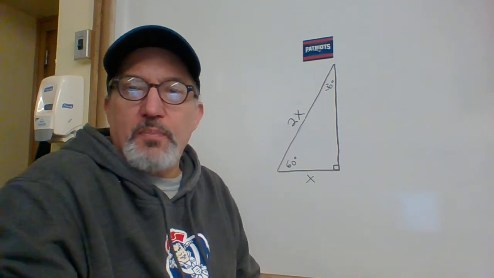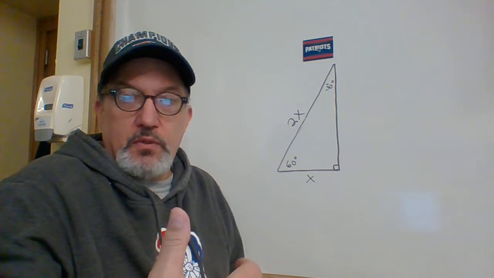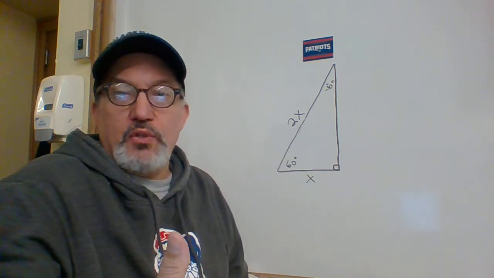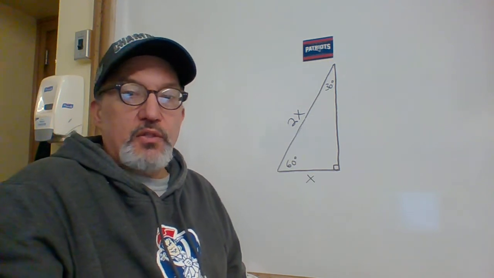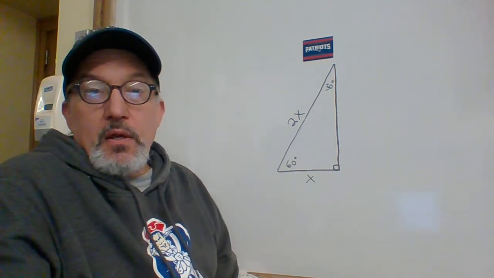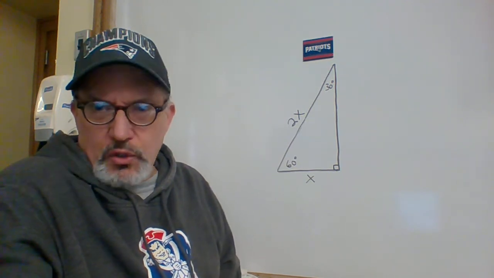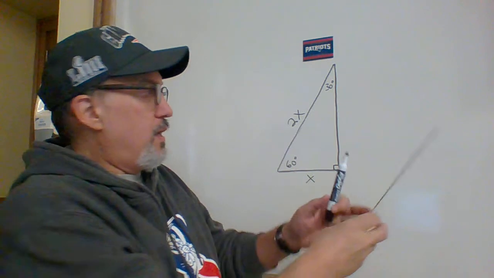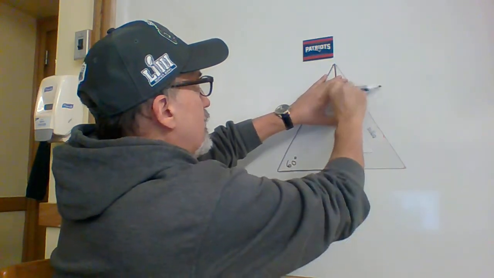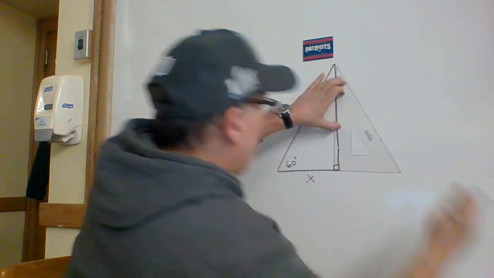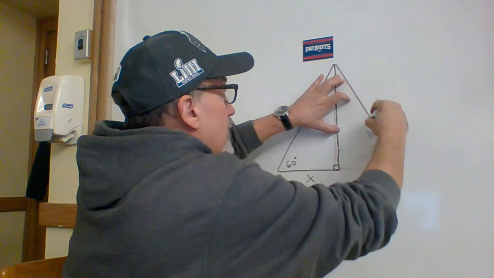And to finish up this video, I want to share with you how I came to more fully understand and buy into this 30, 60, 90 right triangle. This notion of why it is that the hypotenuse is twice the length of the shorter leg. And what I realized is that this 30, 60, 90 right triangle can be thought of as half of an equilateral triangle.